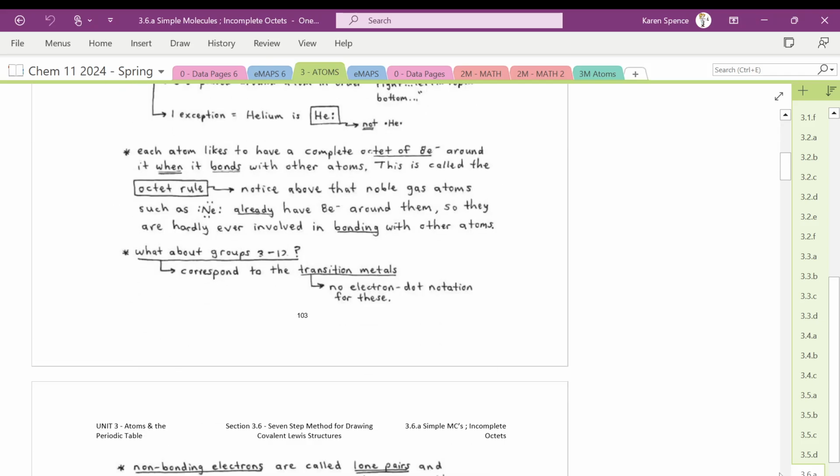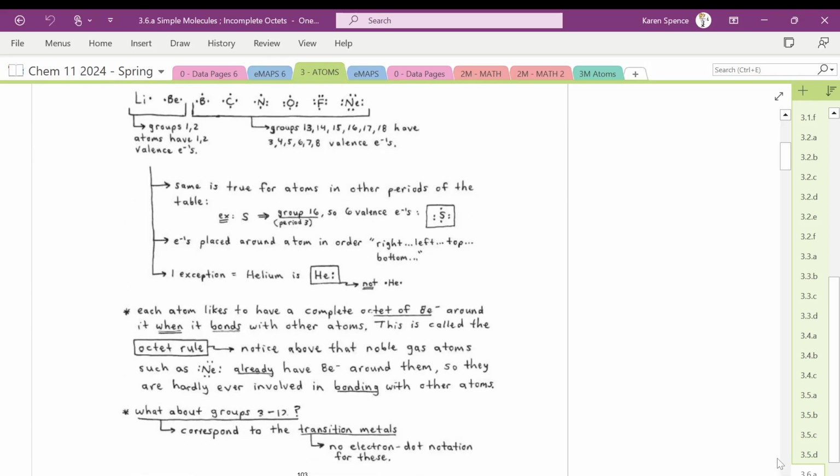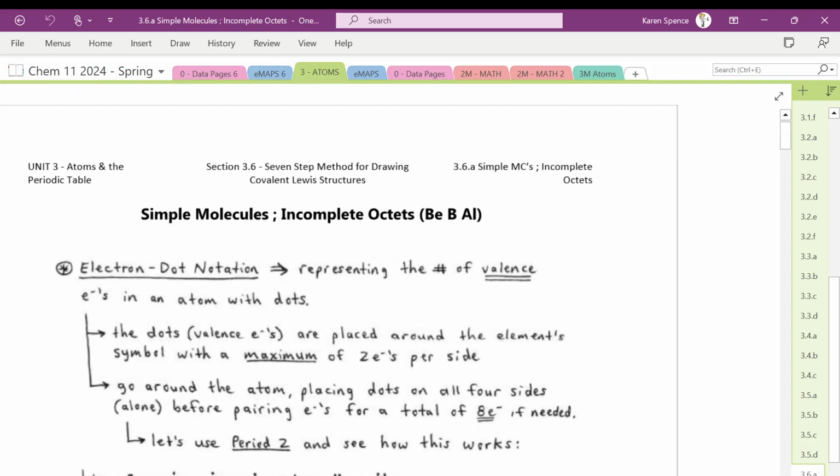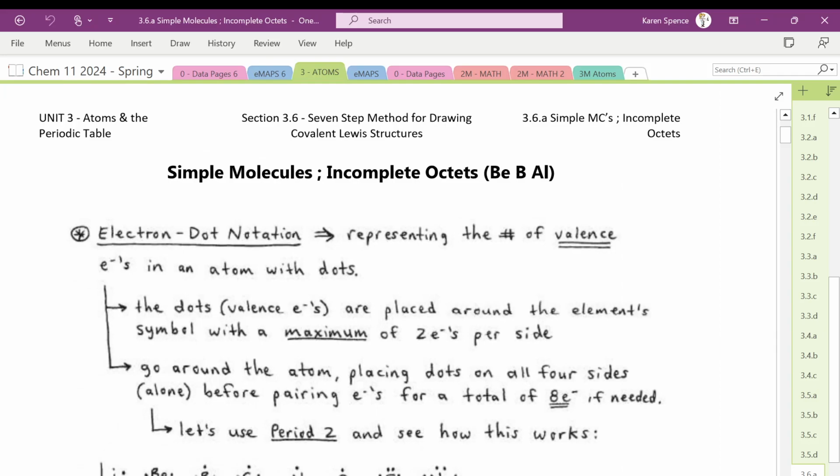Okay. So actually, what we're going to do is we're going to be on page 103, please. Okay? Page 103.